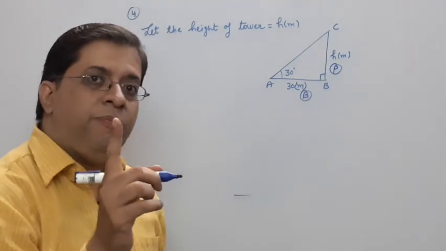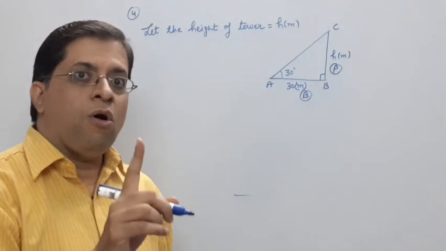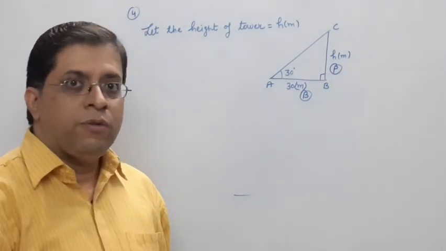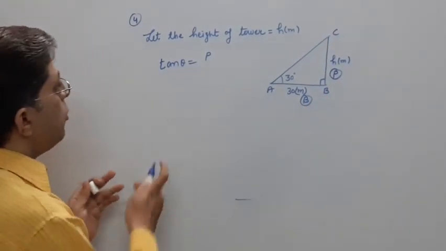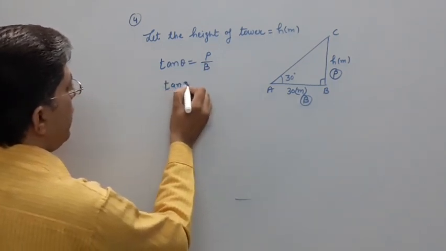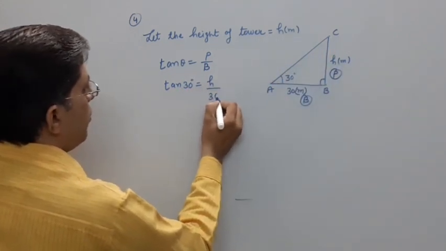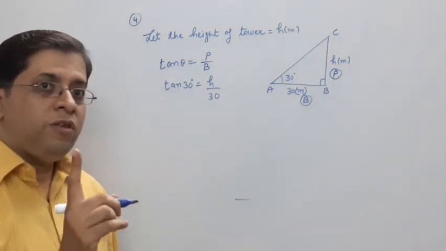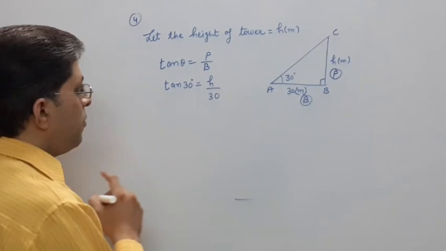What is the relation between perpendicular and base? Which trigonometric ratio? Sine, cos, or tan? Yes, tan. Because sine is P upon H, cos is B upon H, and tan is P upon B. Now tan theta is equal to P upon B. Theta is 30 degree, P is h, and B is 30. What is tan 30 degree? See from the table, its value is 1 upon root 3.